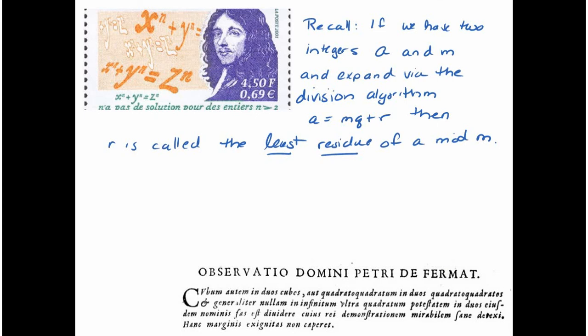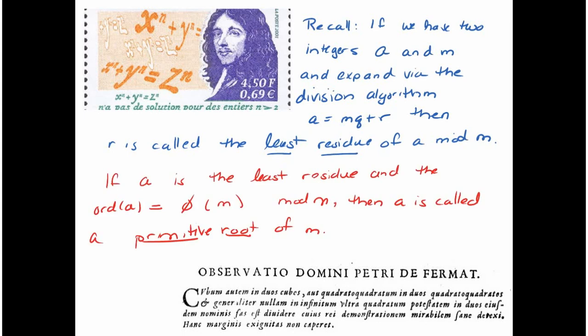If we have two integers a and m and we expand them via the division algorithm, r is the least residue. This is the way of only looking at congruence classes that are up to the number that I'm thinking of, like m. So if a is the least residue and the order of a is phi of m mod m, then a is called a primitive root of m. I'm going to make another module with this definition so that it's separated from this previous module.